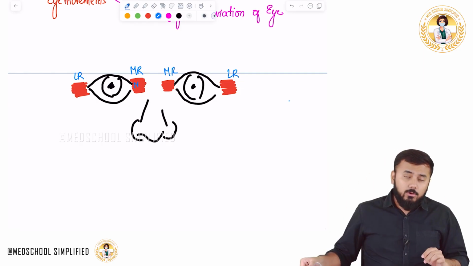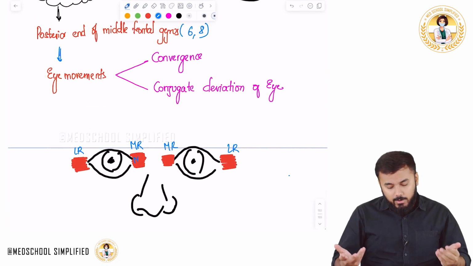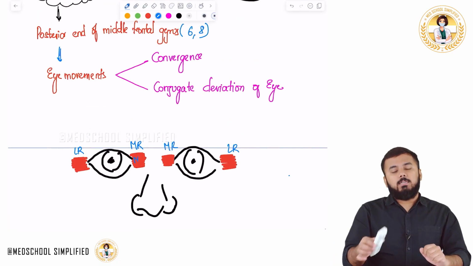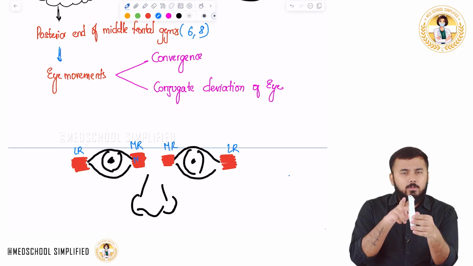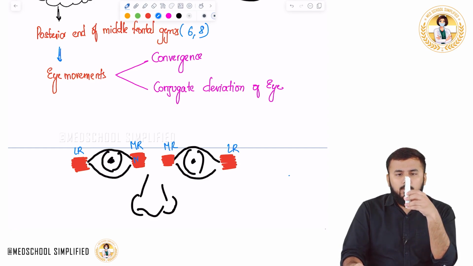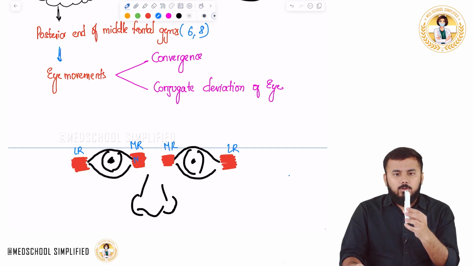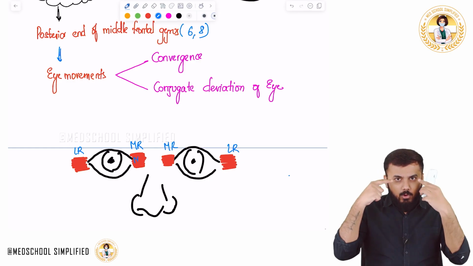Now, what I'm trying to tell you is, what do you mean by convergence? What do you mean by conjugate deviation of the eye? Let us take this remote. Now, take any object and put the object closer to your face, and concentrate on the object. Fix your eyes onto the object and take the object closer to your nose. So you look at my eyes now. When I'm taking the object closer to the nose, you see both my eyeballs are convergent or divergent? Both the eyeballs are convergent.